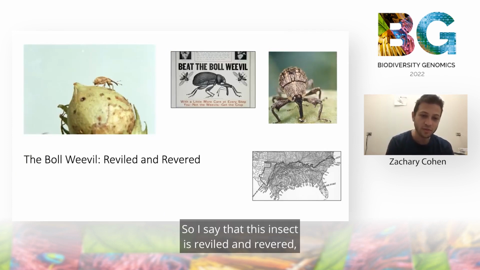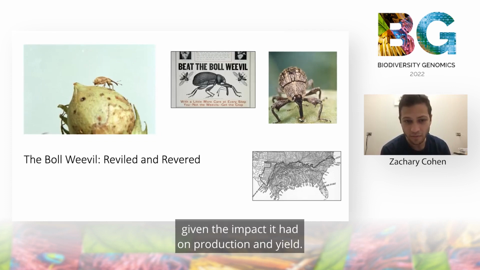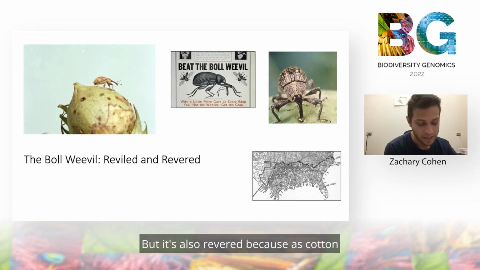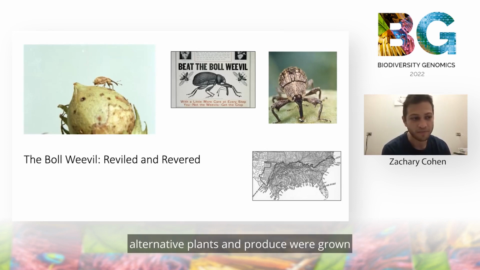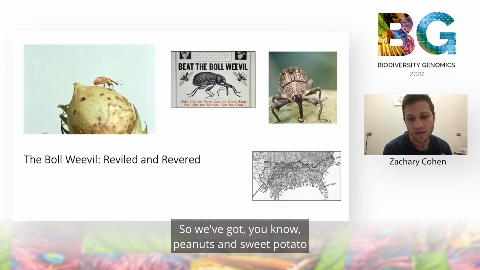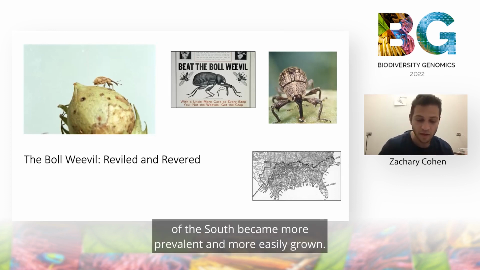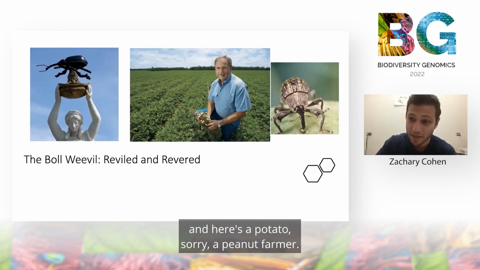So I say that this insect is reviled and revered. It's reviled by cotton farmers, given the impact it had on production and yield. Even to this day, it's very costly. As soon as a weevil's found, the eradication effort is expensive. But it's also revered because as the cotton crop crashed, alternative plants and produce were grown and cultivated in the South. So peanuts and sweet potato and yams and other ubiquitous foods of the South became more prevalent and more easily grown. We see the statue here from a town in Georgia showing that, and here's a peanut farmer.